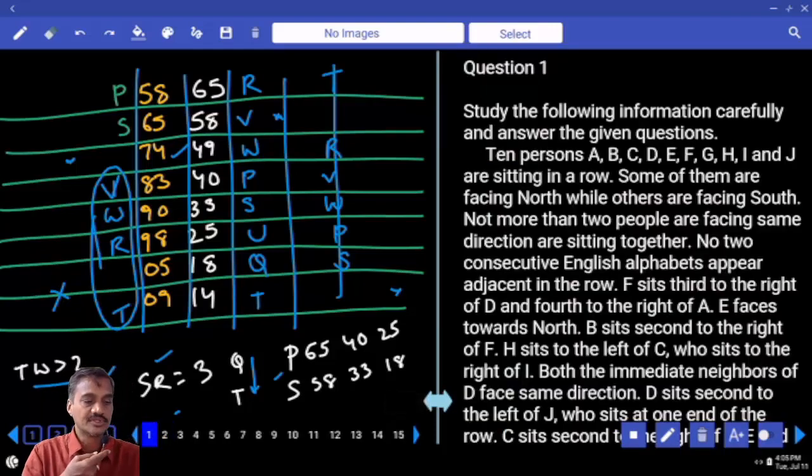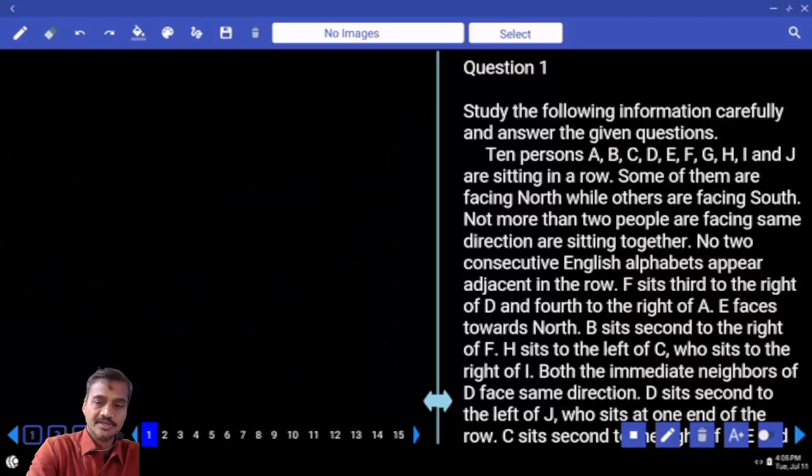Starting with questions 1 to 4. Here there are 10 persons sitting in a row, facing either north or south, and a north and south combination is given. Should we take this first or second? Definitely second priority, because 10 persons are there with a north and south combination. Let us leave this one for the second priority.